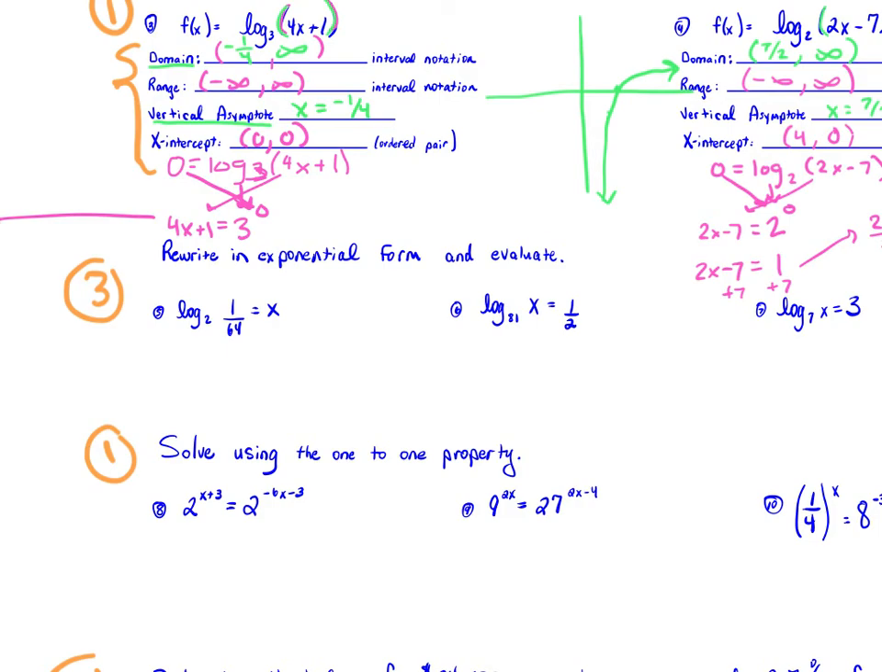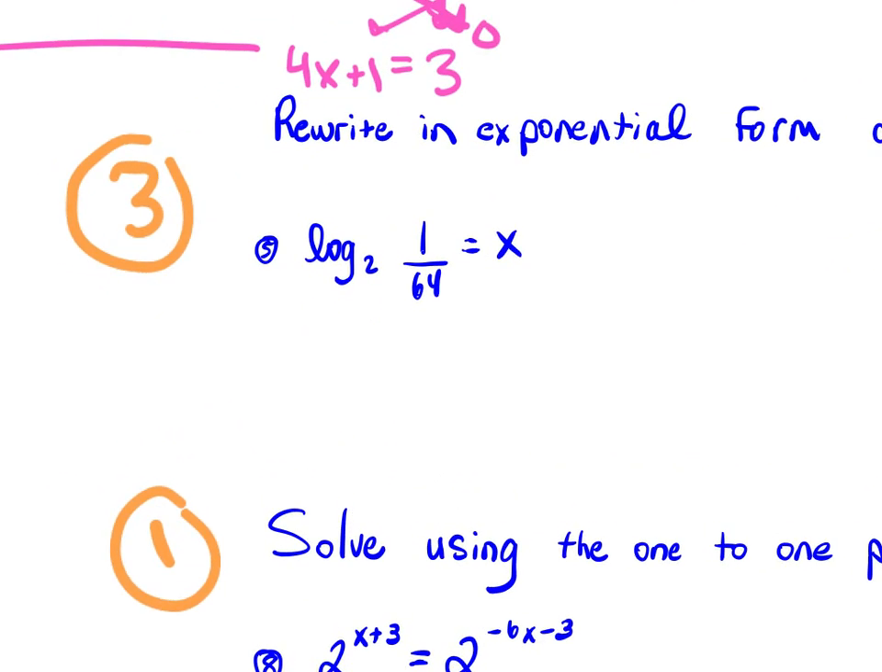So next we are rewriting in exponential form and evaluating. I always like to put this on the left side. Miss Meadows does it on the right side, so all the questions on the test have it on the right side. Do you guys like it better on the left? Because I can change the questions on the quiz. Or it doesn't matter? Doesn't matter.